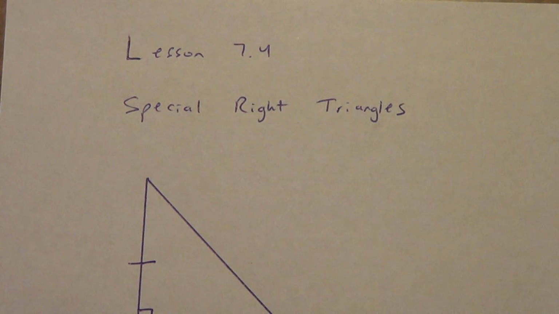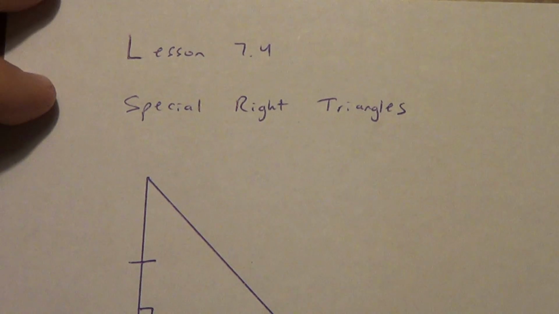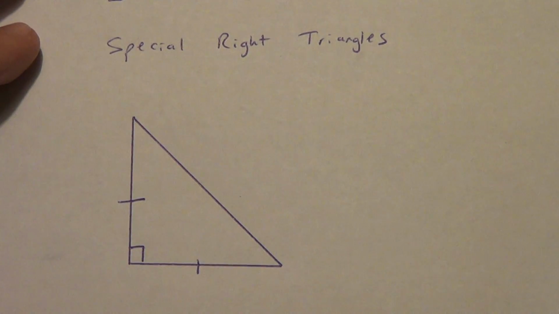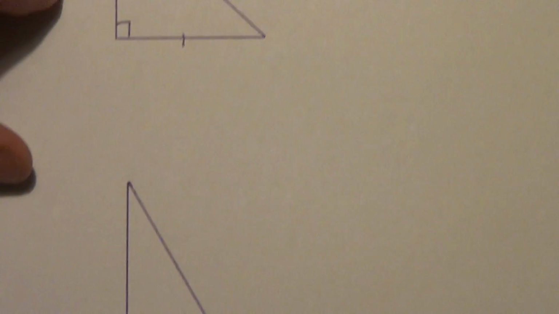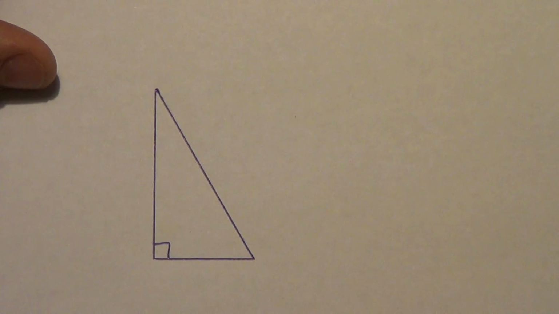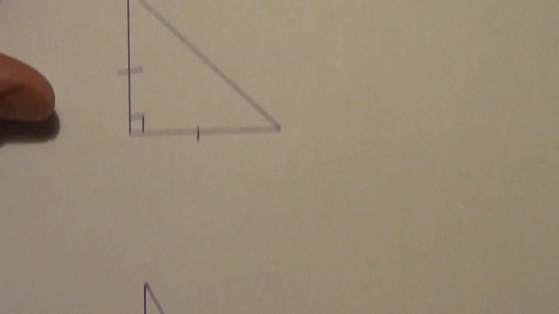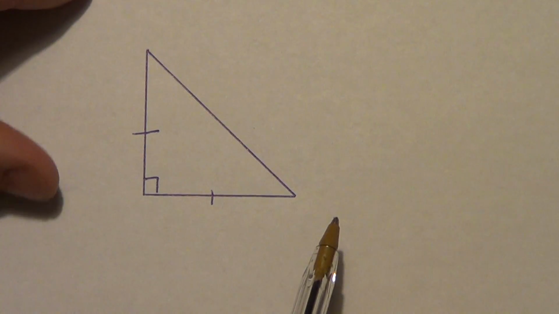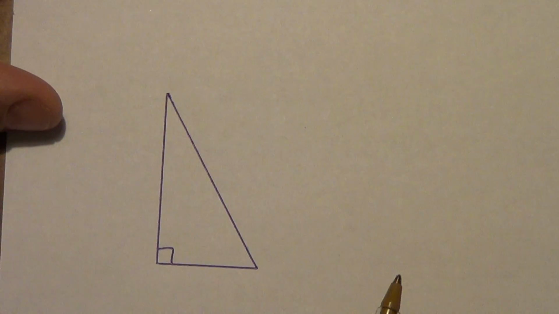Alright, we're back for part 2 of lesson 7.4, talking about special right triangles. Real quick, we learned about this type of triangle in the previous video for the first part of lesson 7.4, and we also learned about this type of triangle. So what I want you to do real quick is pause the video if you need to. It'll probably take you a minute or so, but I want you to write down the angle measurements and the side lengths that we talked about in the first part for both this triangle and for this triangle.